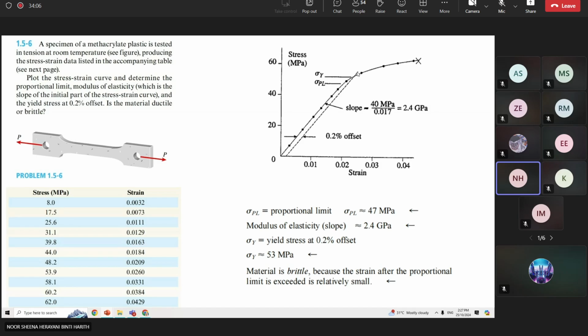When it's linear and then fractured at the point of proportional limit. At the linear point, it's already fractured. Meaning that if we put the offset of 0.2%, this is a brittle type of material, because it breaks at the linear point. So here, comment: the material is brittle because the strain after the proportional limit is exceeded is relatively small.